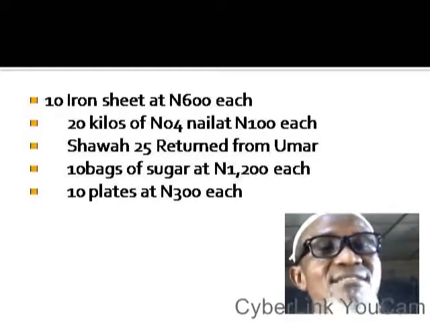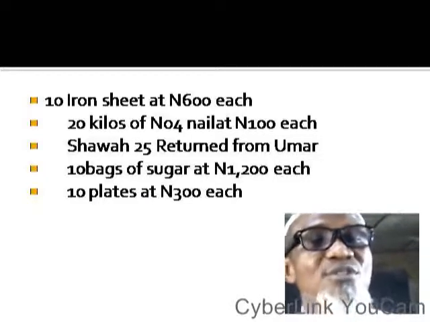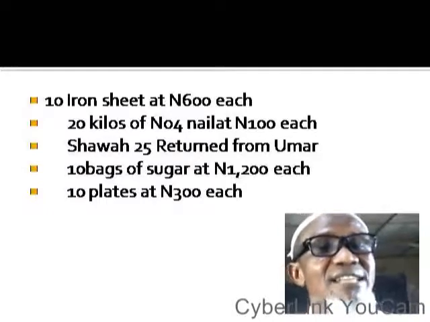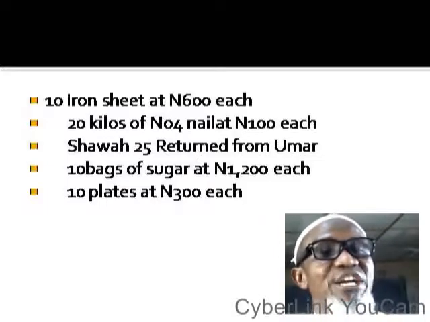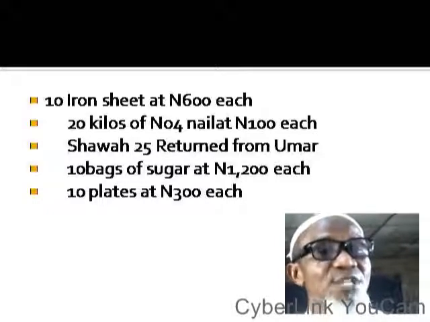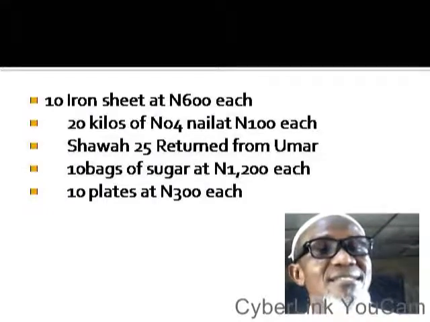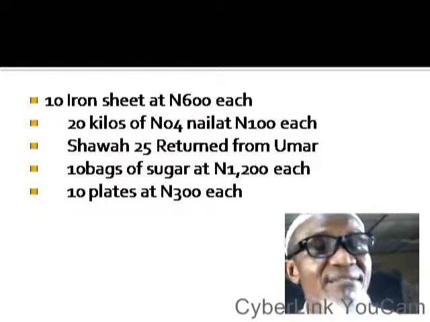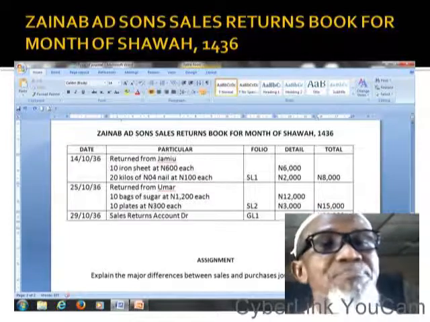Then the next one is on 25 of Shawwal. Umar also returned 10 bags of sugar at 1,200 naira each. Just multiply 10 by 1,200 to give you your details. Umar also returned 10 plates of food at the rate of 300 naira each. What you should do is to multiply 10 by 300 in your details. So the illustration is given below.